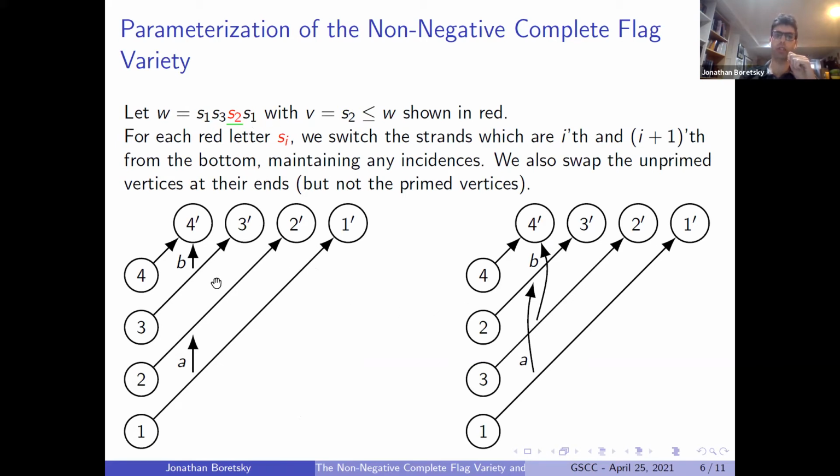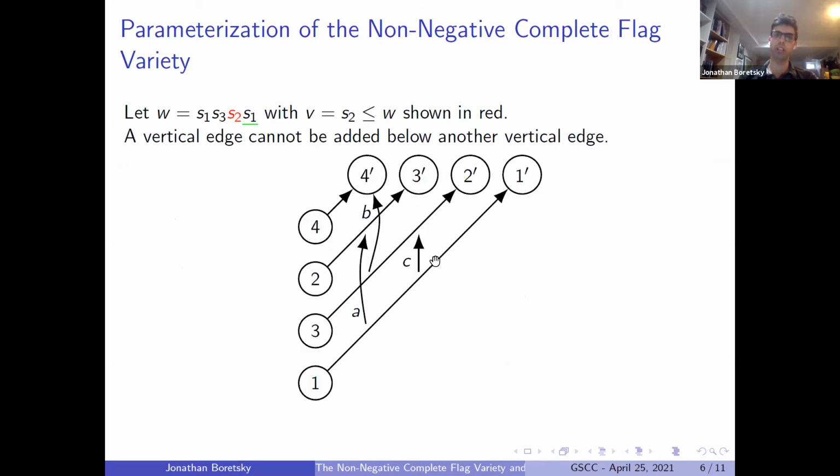I have an s2, so I'm swapping the second and the third strand, and with them, the unprimed numbers at the edges here. So this becomes 3, 2 instead of 2, 3. I don't touch the primed vertices. And my arrows, my vertical edges, maintain their incidences. So this was incident to the third strand. Now it's incident to the second strand, the arrow labeled B. And similarly for the arrow labeled A, it was incident to the second strand. Now it's incident to the third strand.